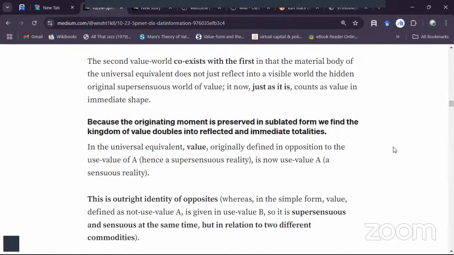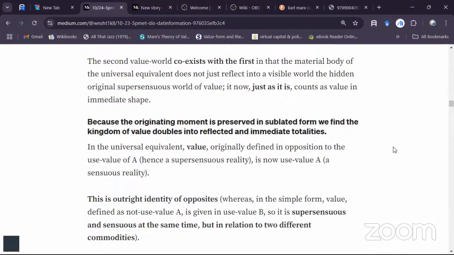Because the originating moment is preserved in sublated form, we find the kingdom of value doubles into reflected and immediate totalities. In other words, it reproduces itself. It is realized in a wider context. In the universal equivalent, value, originally defined in opposition to the use value of A, hence a supersensuous reality, is now use value, a sensuous reality. In other words, more things have been manifested. This is outright identity of opposites, whereas in the simple form, value, defined as not use value A, is given in use value B. So it is supersensuous and sensuous at the same time, but in relation to two different commodities. In other words, you get a whole bunch of other things that come from this.